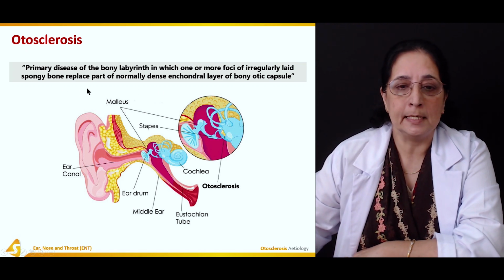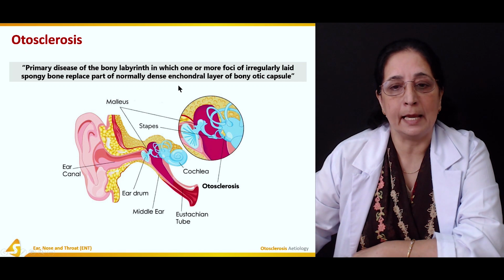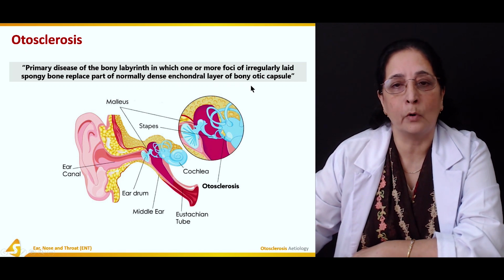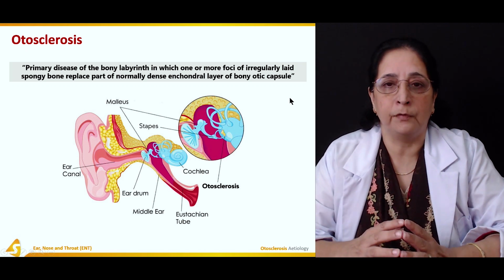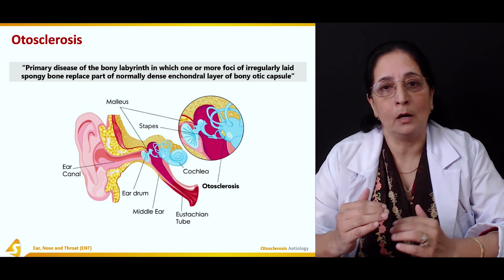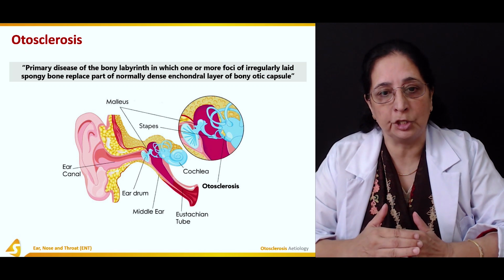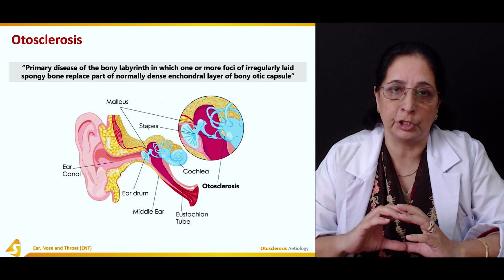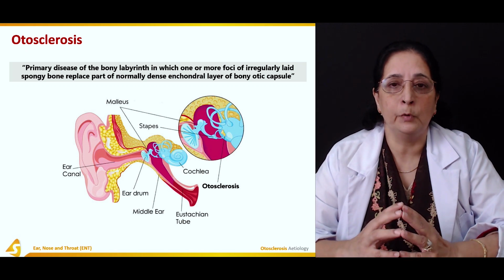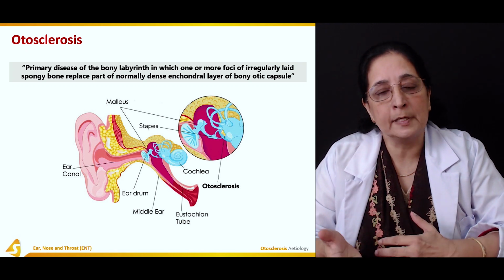So it's the primary disease of the bony labyrinth in which one or more foci of irregularly laid spongy bone replace part of the dense enchondral layer of the bony otic capsule. In this, the bone formed is more of a spongy nature, and it replaces or causes obstruction. So it's the growth of bone which is more of a spongy type.